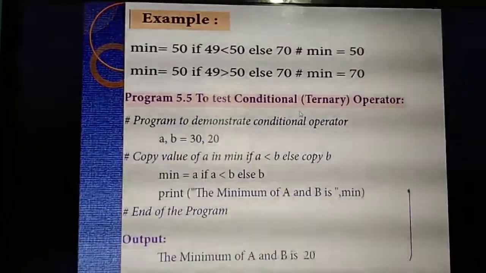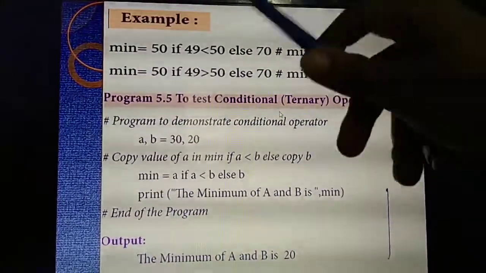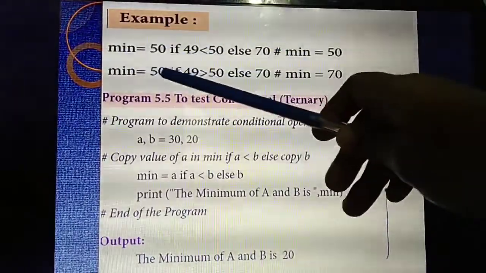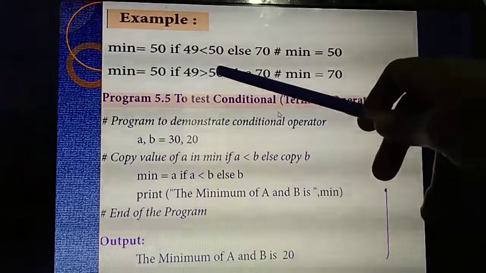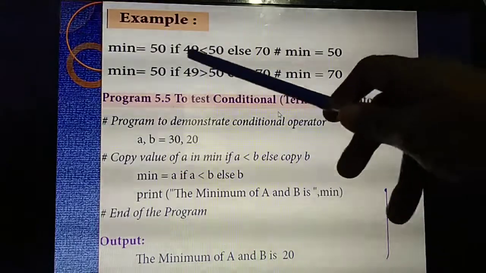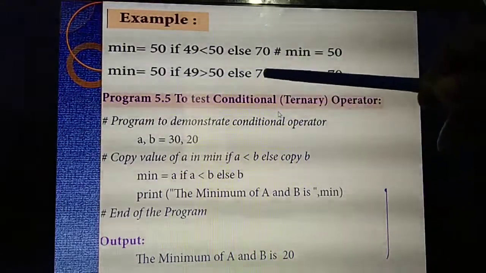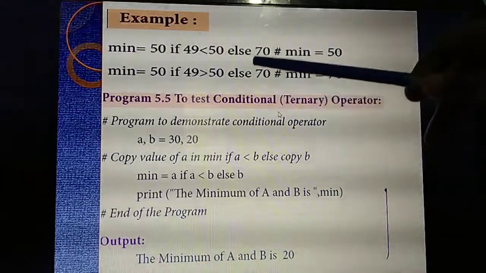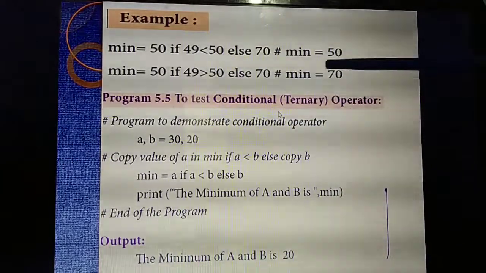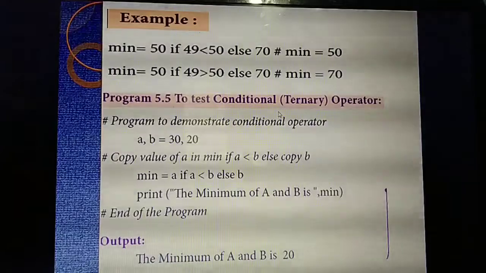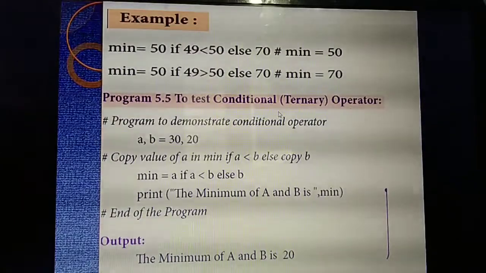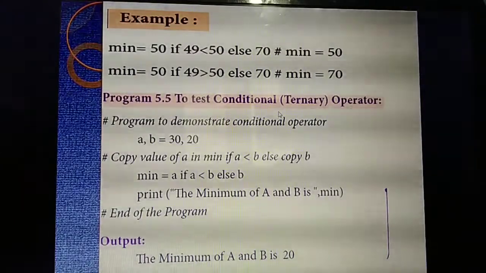So in the second example, what's this one? Minimum value 50. By condition, is 49 greater than 50? No. So this condition is false. So what's the answer? Else, 70. So which block will execute? This block will execute. So what's the answer I will get? 70. Understand? Yes. So listen carefully, understand and study.